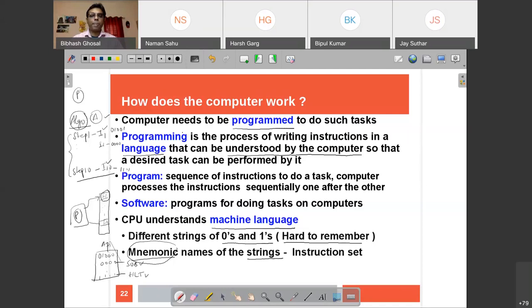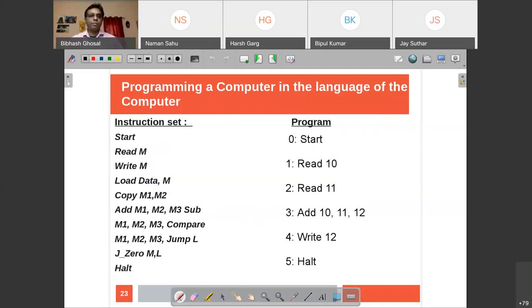Let's look at an example. On the left hand side, you see, this is an instruction set. Instruction set means the instructions that I have to use. It is the set of instructions that can be used to write a program. Not can, has to be. You have to use only these. If you want to instruct the computer, you have to use this.